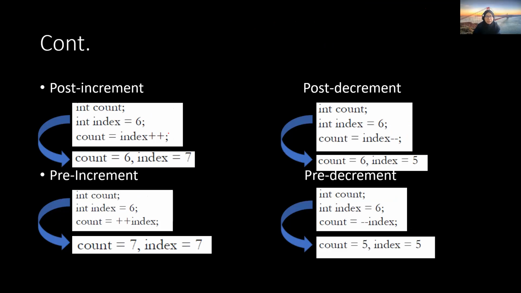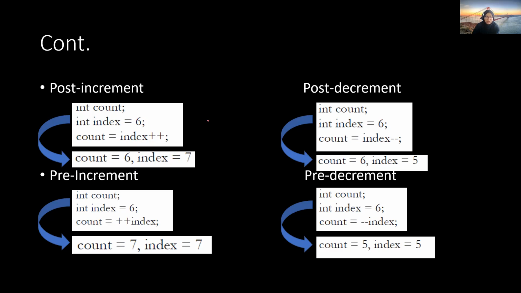All right, now let's see the difference between post increment and pre-increment. Now if you look at this, integer count, so declare the data type for the variable count, and also the index. They both are integers. Index equals 6, and then count equals index plus plus. You can see that the value for count is 6 and the value of index is 7. So if you put a printf and so on, the value is going to be different.